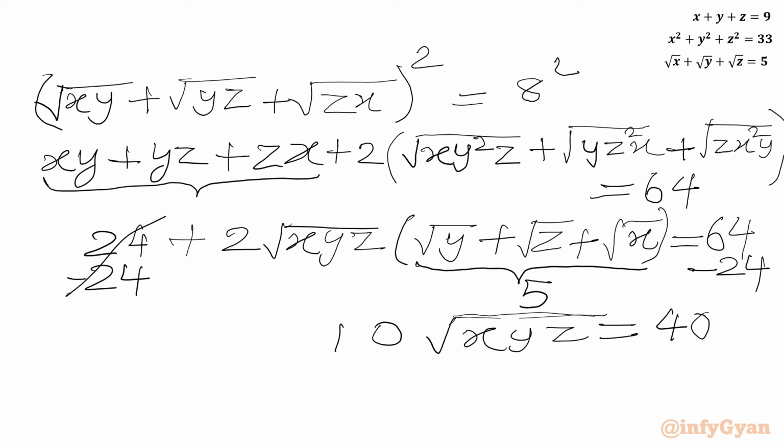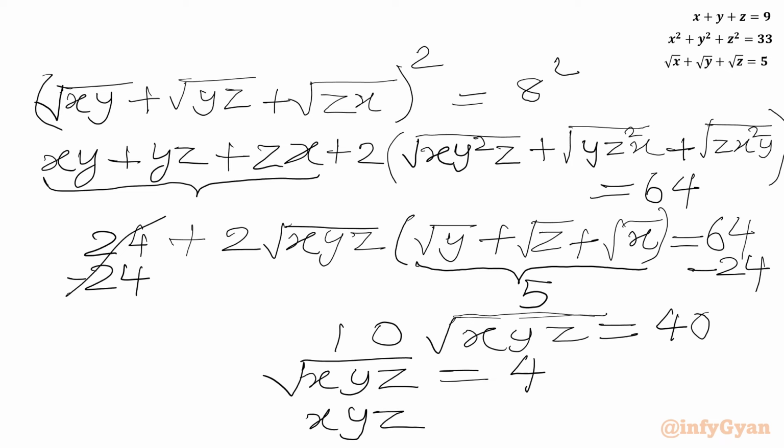equal to 40. Let's divide both sides by 10. We will get square root xyz equal to 40 over 10, 4. Or we can write xyz value by taking square both sides. We will get 16. And here we will write equation number 6.